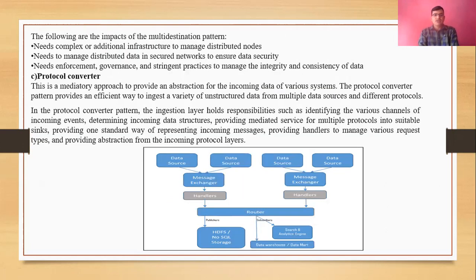Next, the following are the impacts of the multi-destination pattern. It needs complex or additional infrastructure to manage distributed nodes. It needs to manage distributed data in secured networks to ensure data security. It needs enforcement, governance, and best practices to manage the integrity and consistency of data. So these are the impacts of the multi-destination pattern.